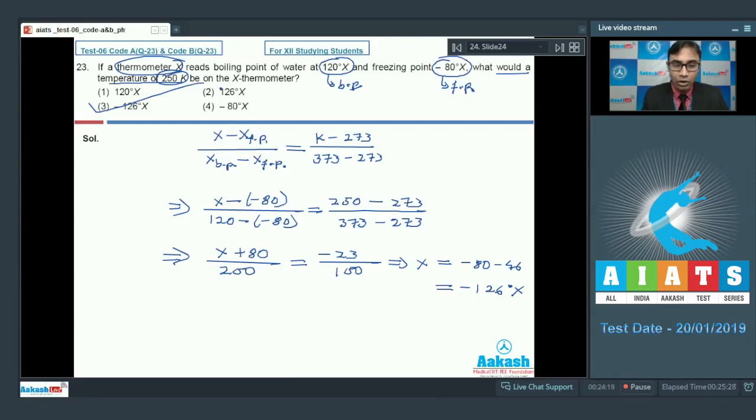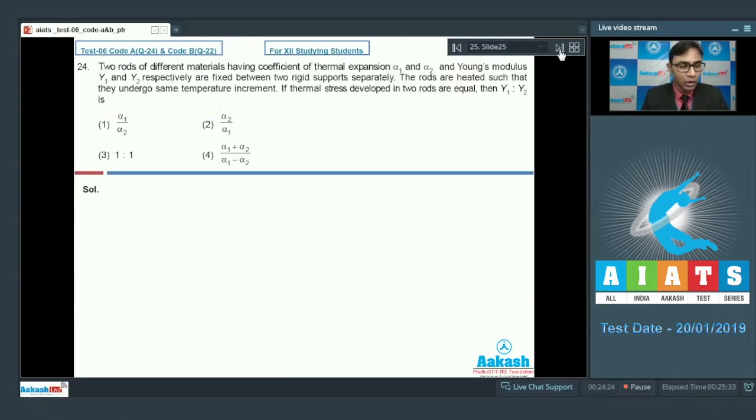Now let's move to question number 24. In question number 24, it says that two rods of different materials having coefficients of linear expansion alpha 1 and alpha 2, Young's modulus Y1 and Y2 respectively, are fixed between two rigid supports separately. Two rods are heated such that they undergo the same temperature increment. That means delta T is same.